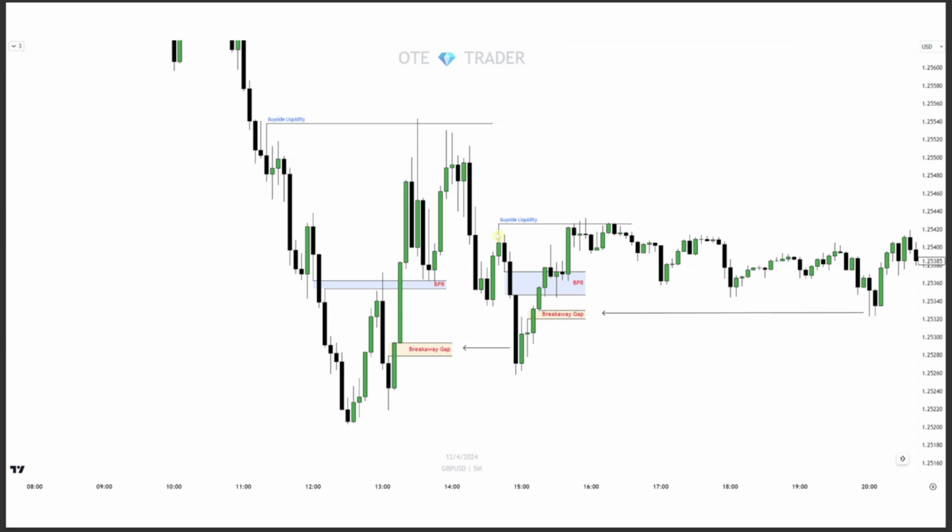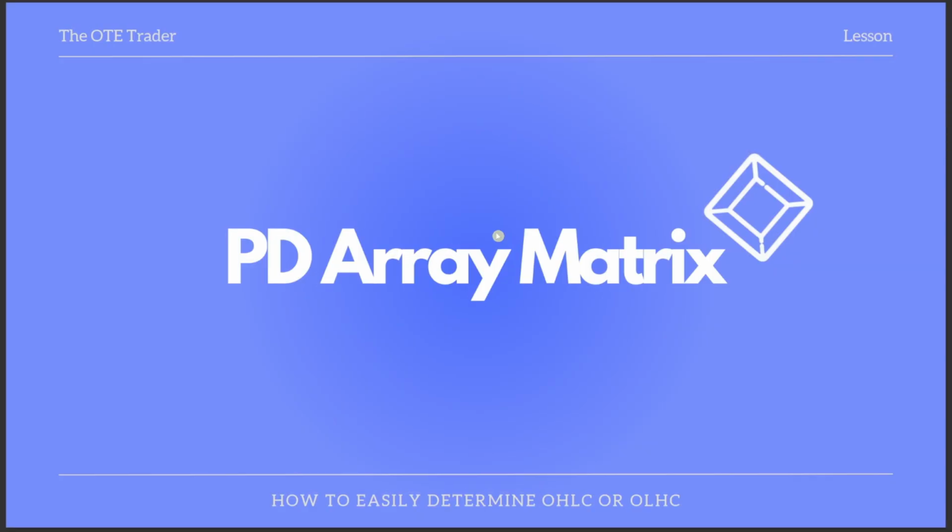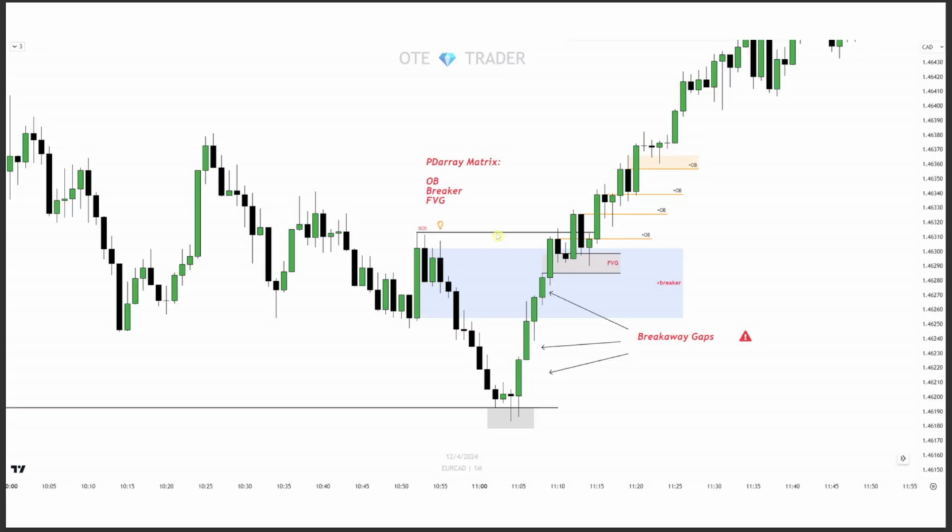So this is how I personally use the balanced price ranges to determine breakaway gaps. Now let's talk about the PD array matrix, also a good tool to use to see if there's a breakaway gap. And this is actually my favorite way to determine a breakaway gap. So let's look at this chart over here.